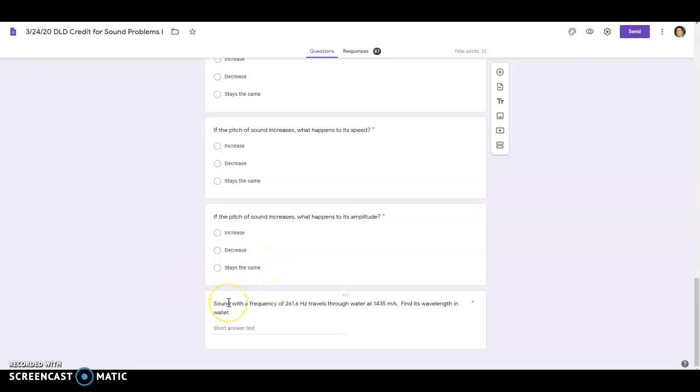And the last question here: a frequency of 261.6 hertz travels through water at 1435 meters per second. This is again velocity: 1435 is equal to f, 261.6 hertz, times wavelength. Once you write that down, you can see that you can solve for wavelength by dividing. So it's 1435 divided by 261.6, and you get 5.485 meters. Again, either the same question or something very similar will be used to assess your understanding of this.